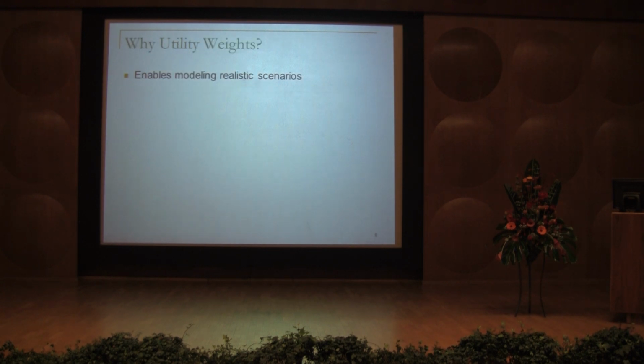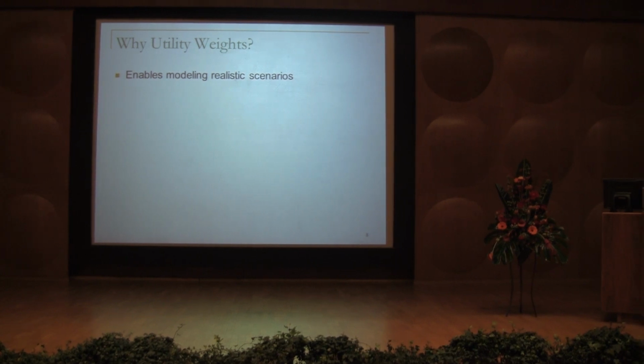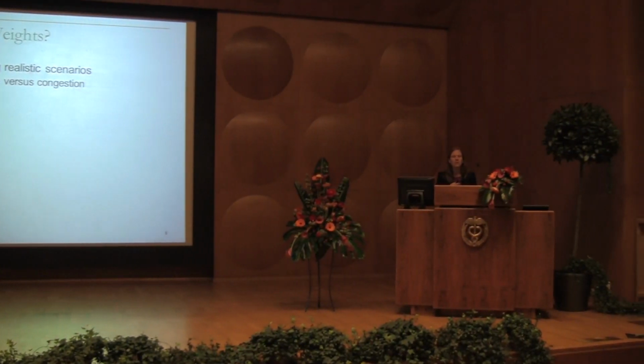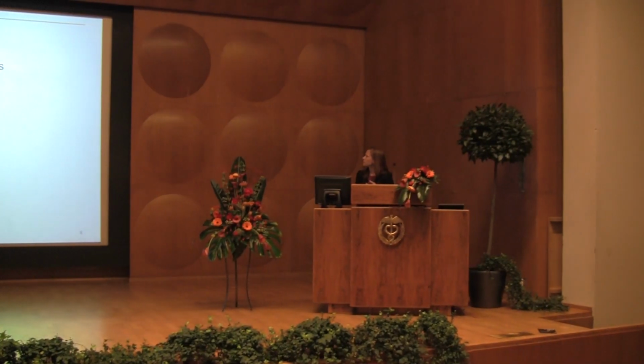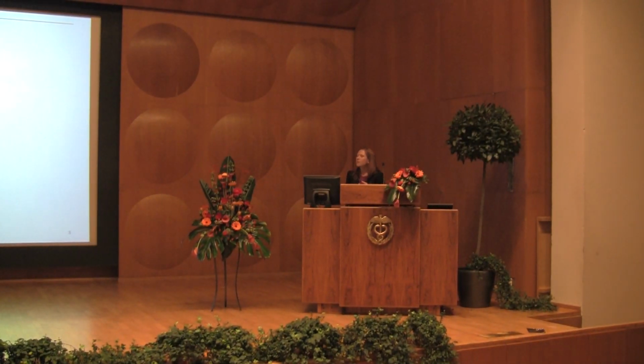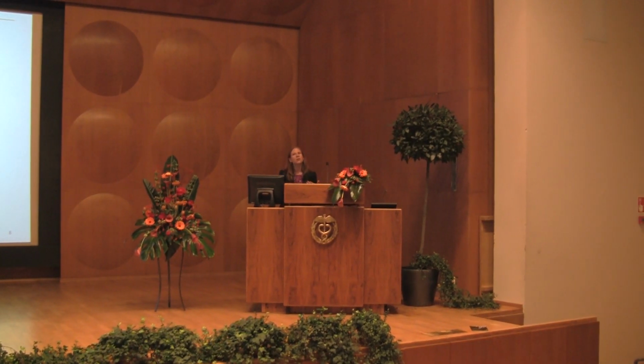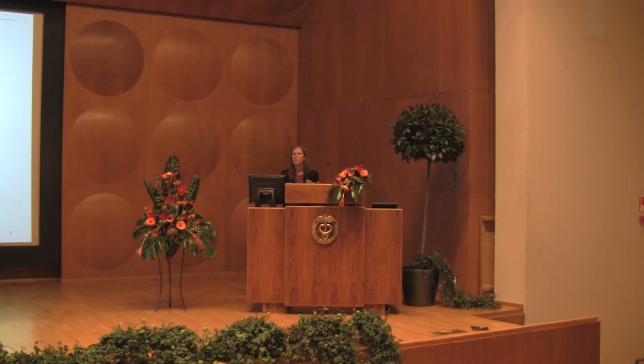A note about why we scale the utilities of these two different dimensions. First, it helps us to model some particular scenarios that are important in this context. The utility of distance versus congestion, of course, but differences in decision makers with respect to their access to transport, their desire to minimize exposure to a contagious agent, or the level of information that they have access to about facility congestion. There may also be perceived differences in the facilities, depending on the context.